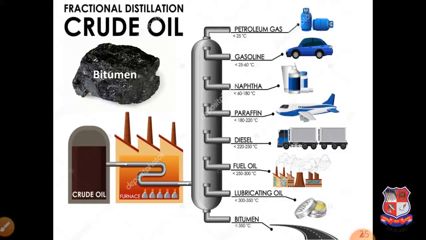In fractional distillation of crude oil, a furnace is shown, and at different temperatures different products are generated. From top: petroleum gas, gasoline, naphtha, paraffin, diesel, fuel oil, lubricating oil and bitumen.